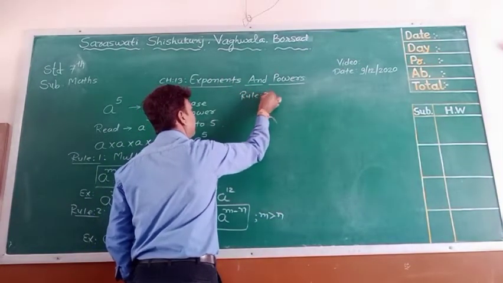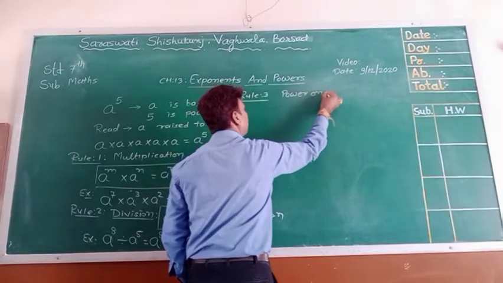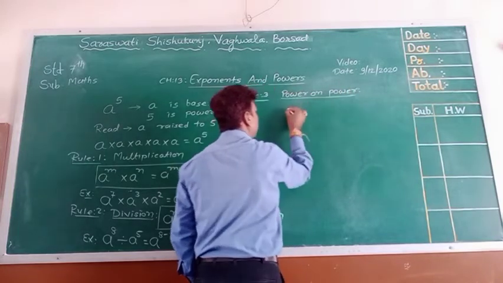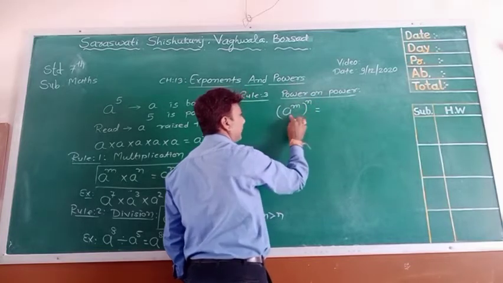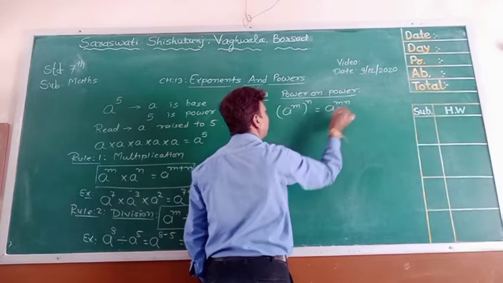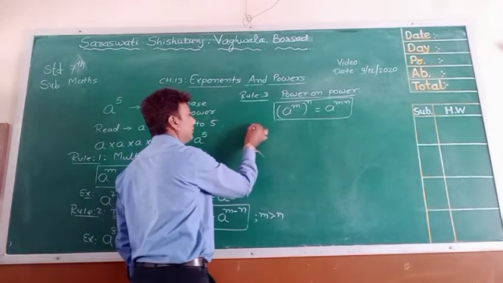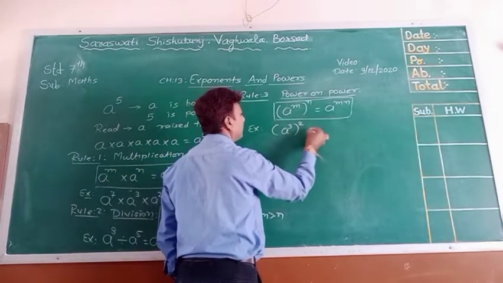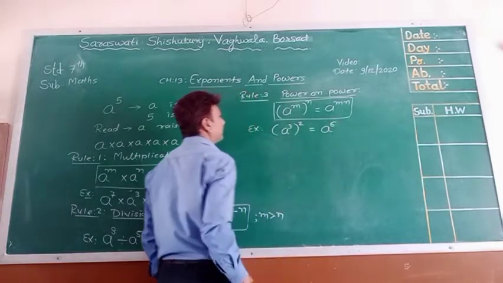Now the third rule, rule number 3: power on power. In this rule, a raised to m raised to n, that means we have to simply do multiplication, mn. Clear? So let's take one example. a raised to 3 raised to 2. a raised to 3 multiply 3 by 2, to the 6.